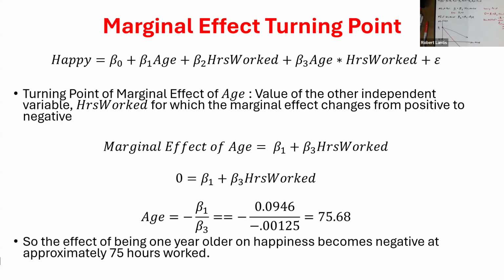So I know the marginal effect. Let's say nobody works more than 75 hours a week. What's the marginal effect of age always going to be? Positive, right? That turning point, we'll never actually hit it. Assume we're going to be interpreting turning points.